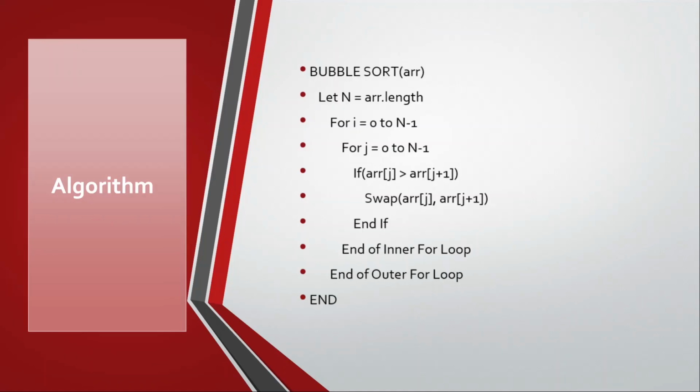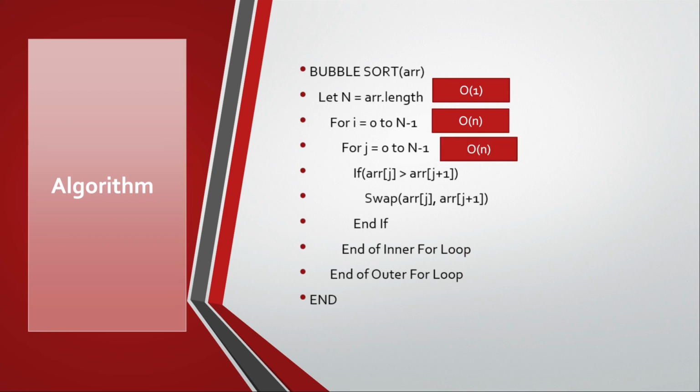Now let's look at the time complexity of bubble sort. Assigning a value to a variable is a constant time operation. So step 2 will take order of 1 time complexity. Next we have the for loop which runs from 0 to n minus 1. So we can say the time complexity is order of n. The inner for loop also runs from 0 to n minus 1, or even if you run from 0 to n minus i minus 1, still the time complexity would be order of n. Comparing any two variables inside the if condition will take order of 1 time complexity, and swapping is also a constant time operation, so it will take order of 1 time complexity.